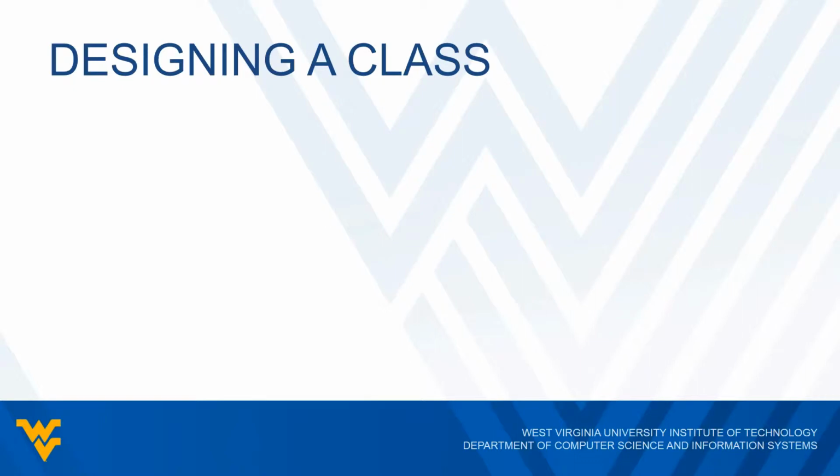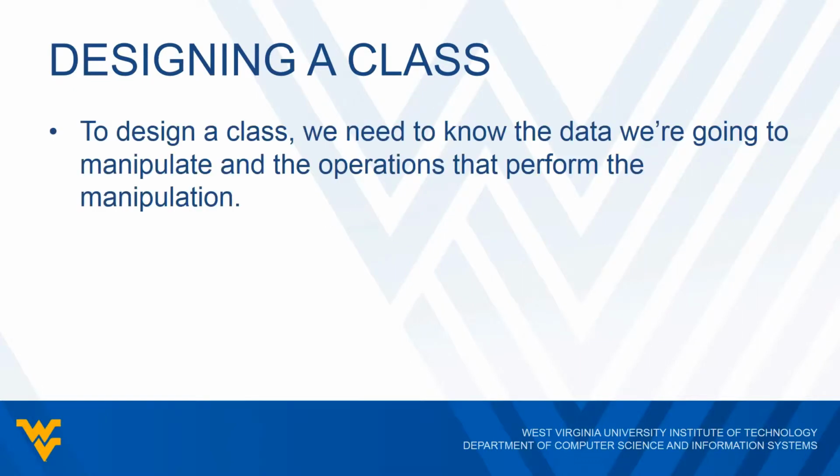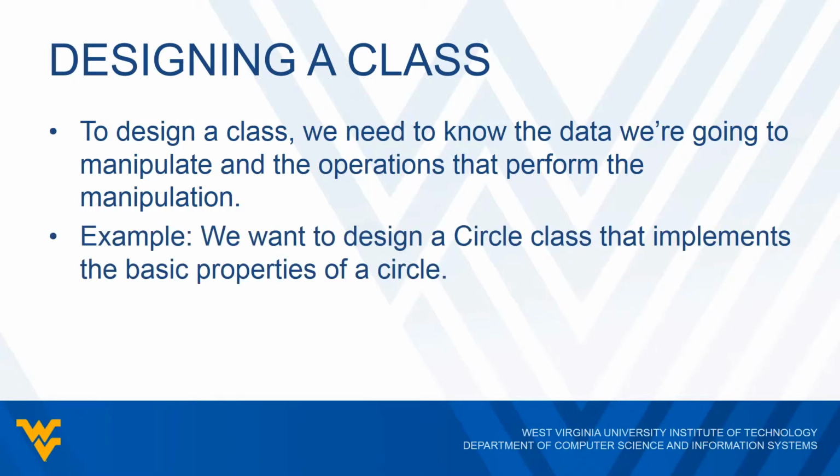Now, what if we want to design our own class? Well, we're going to need to know the data that we're going to manipulate, and we need to know the operations that we can perform on that data. So let's take a look at an example. Let's say we want to design a Circle class, and this class would just implement the basic properties of a circle.